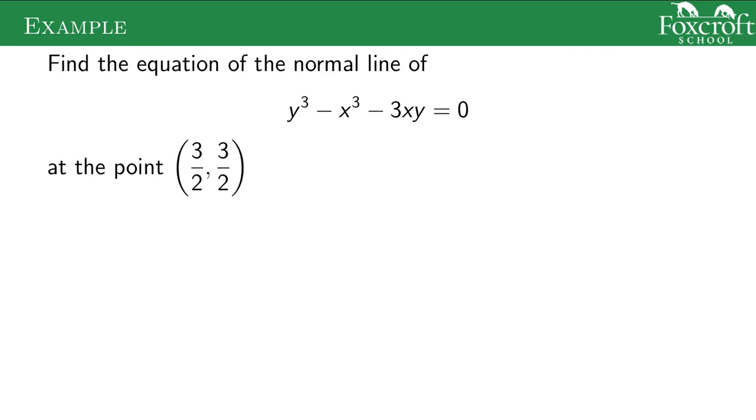Now we'll start doing some weird things with implicit derivatives as well. This one's asking to find the equation of the normal line of this equation at this point. Normal line, well, we have our tangent line. The normal line is just perpendicular to the tangent line, so it's kind of the exact opposite of the tangent line.